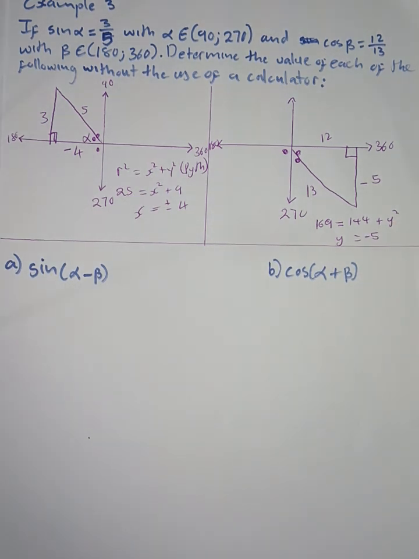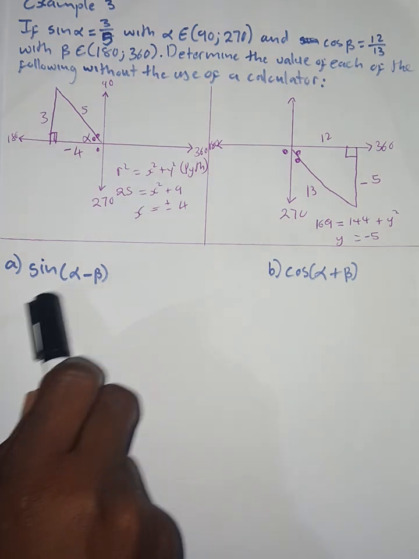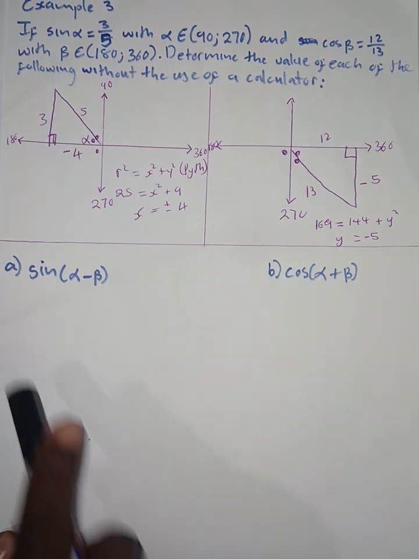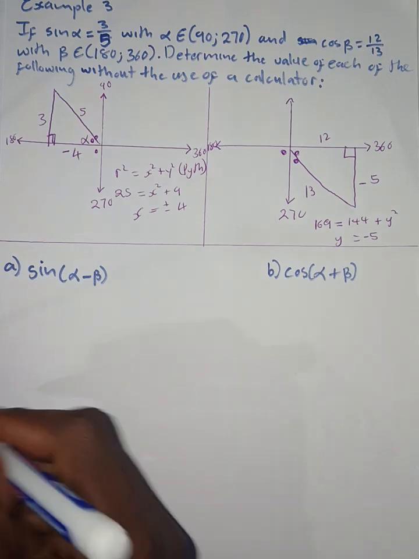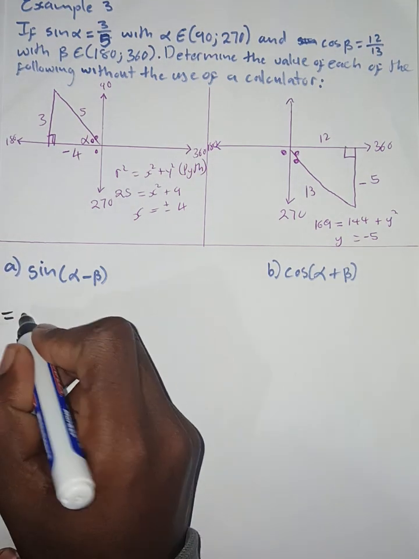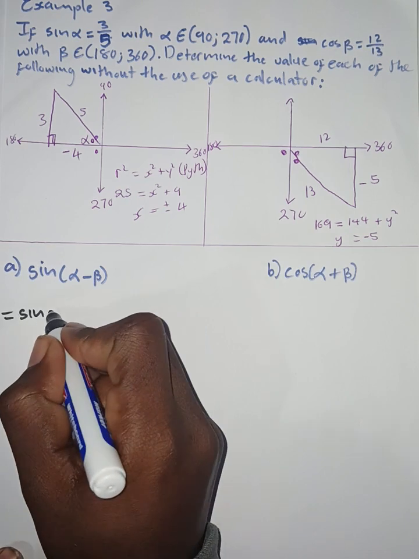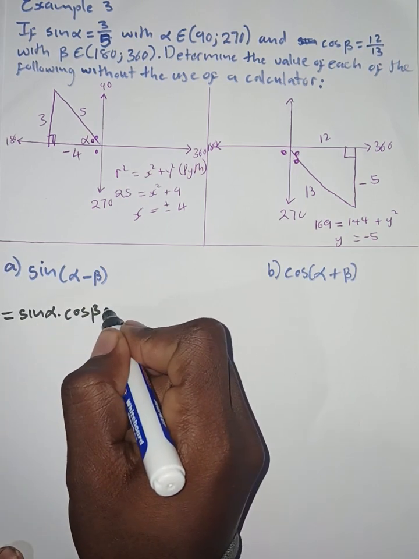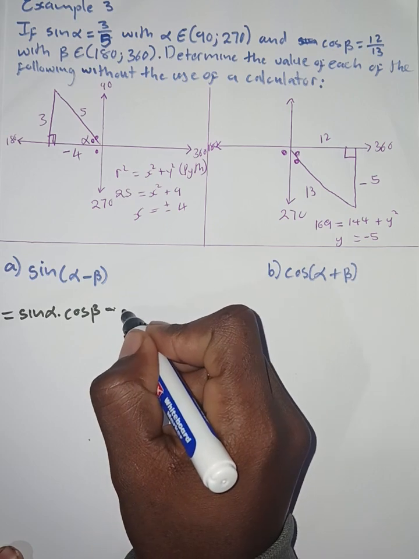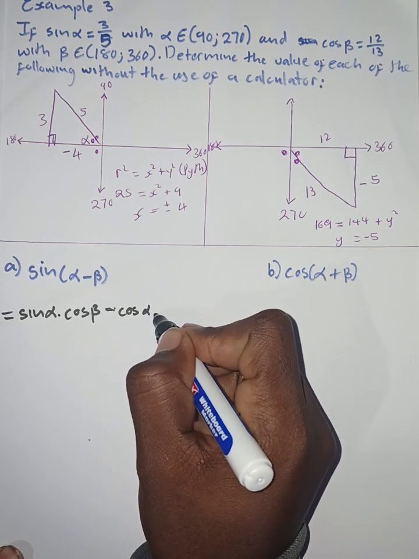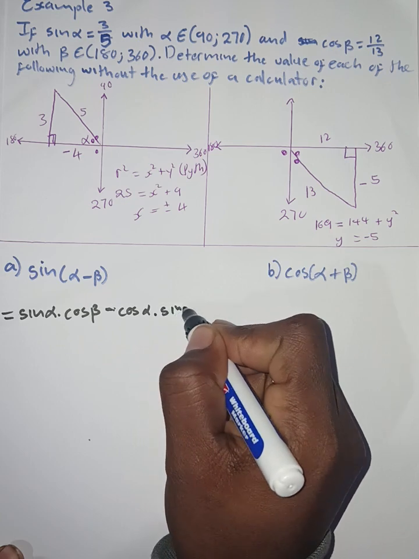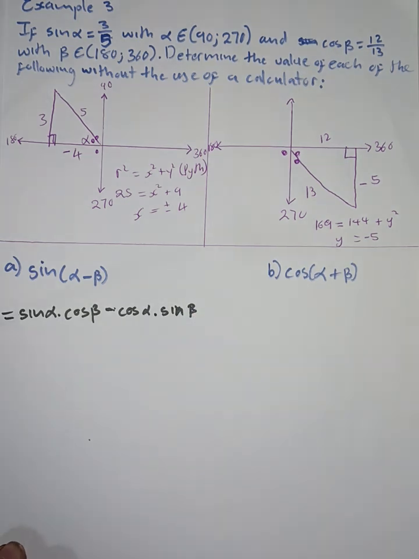Now we can proceed in answering the question. This is: determine the value of each of the following without the use of a calculator. Now they want the value for sine of alpha minus beta. We can see that's an identity, so what I'm going to do is expand that. So this would be sine of alpha cos of beta minus cos of alpha multiplied by sine of beta. That's when we expand using the compound angle identity for sine.